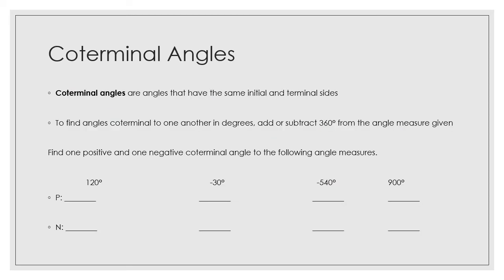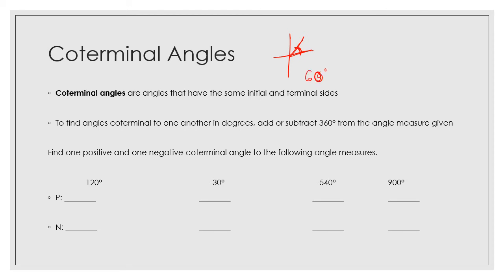Next thing is coterminal angles. So coterminal angles are angles that have the same initial and terminal sides. So what this looks like is, let's say I have a 60 degree angle, a positive 60 degree angle. So that's going to look something like this. So I'm going to say that that's 60 degrees.